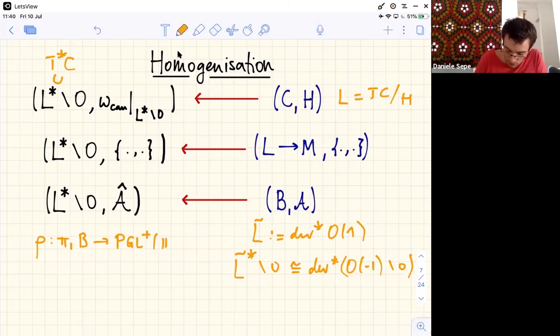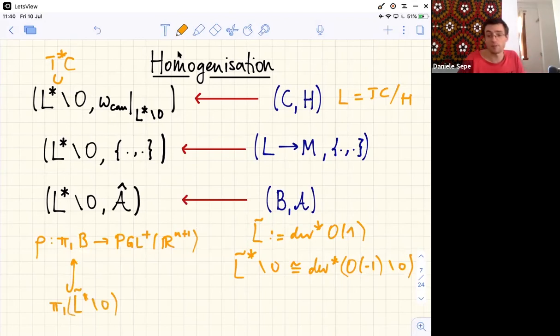Okay, so this is one of the things where you can check that pi one of this guy injects into pi one of B. And this guy, you can see it inside the affine transformations of R^(n+1), simply because of this thing that I can lift. So now I have a representation from the right fundamental group to the right group.